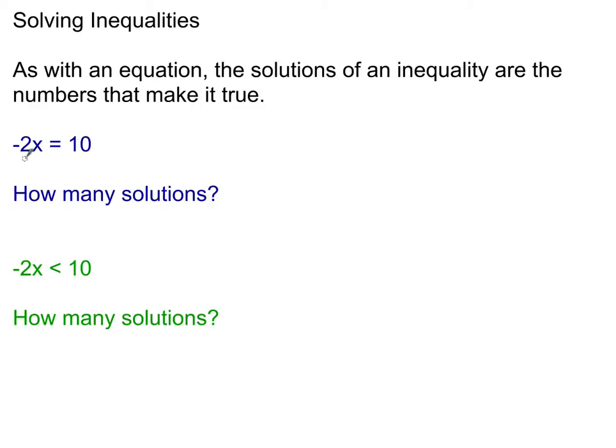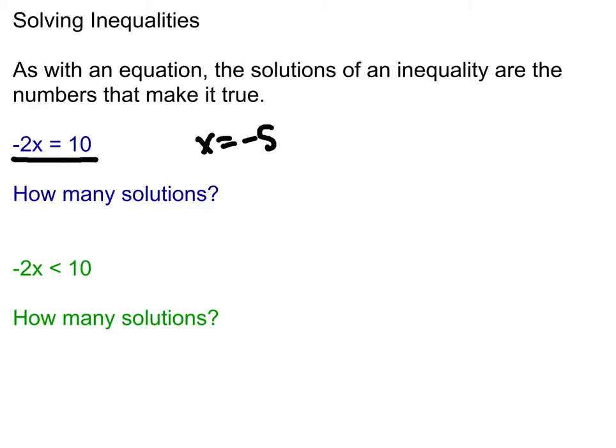If you have an equation like this, how many solutions? A solution is a value for the variable that makes the statement true. So what is the value for this variable that makes the statement true? If x equals -5, then this statement is true. That's the only value that x could be that would make this statement true. So there's one solution to this equation.